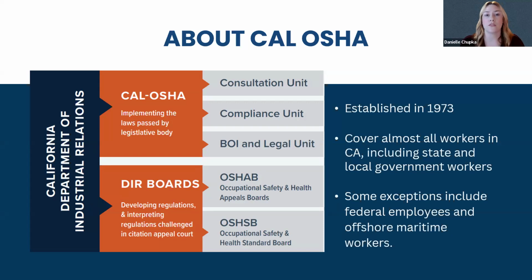The Occupational Safety and Health Standards Board is the board that works on creating new Cal OSHA regulations as well as updating them, based on political pressure or incidents that they're seeing either through consultation or compliance, as well as keeping up with federal OSHA standards.